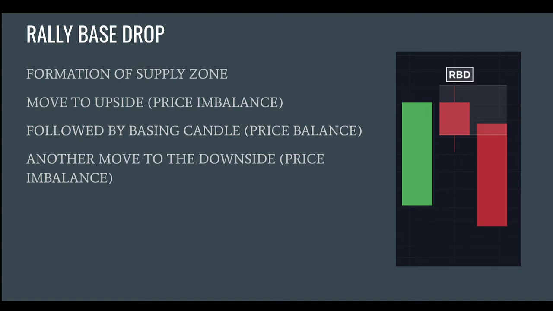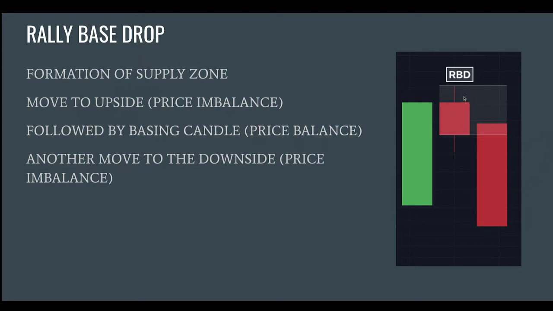Rally-base-drop, which is going to have formation of a supply zone up here. You're going to have a move to the upside, then a basing candle here, and then a strong move to the downside. So your supply zone is going to be the bottom part of the body to the top of the wicks, either this wick or this wick. You draw that out and you wait for price to come back into it. Supply and demand.